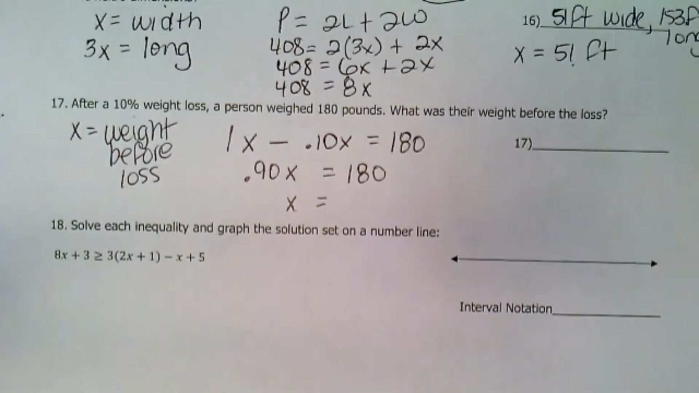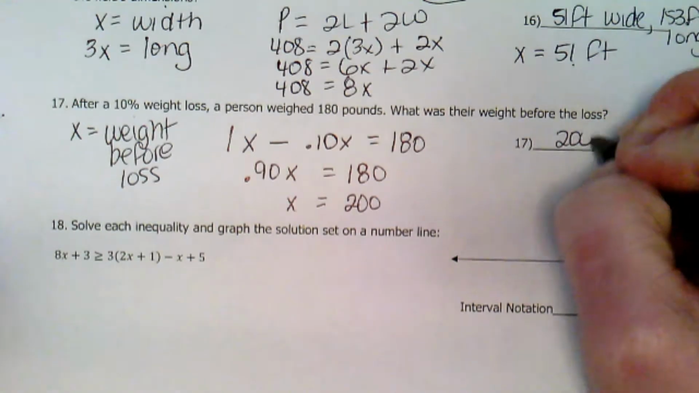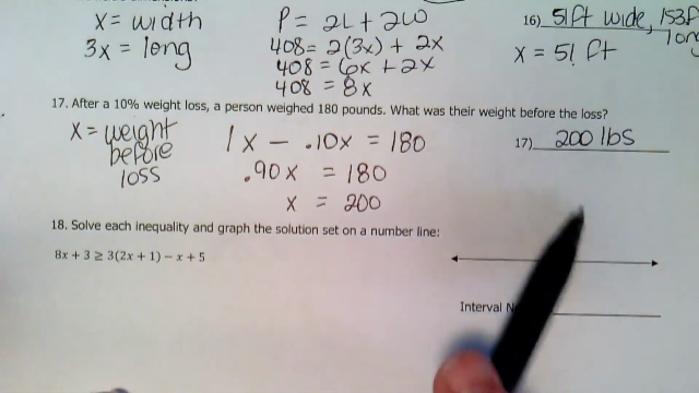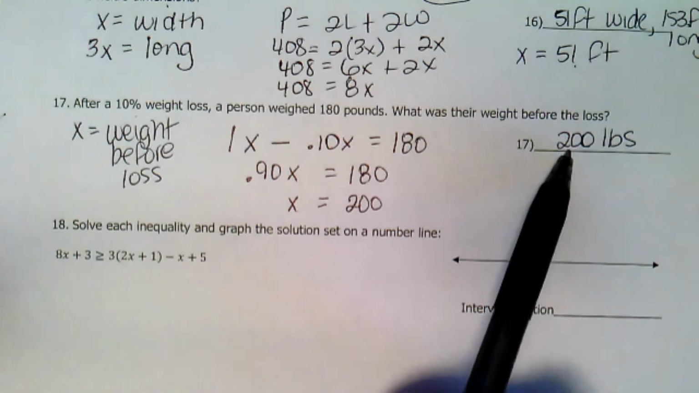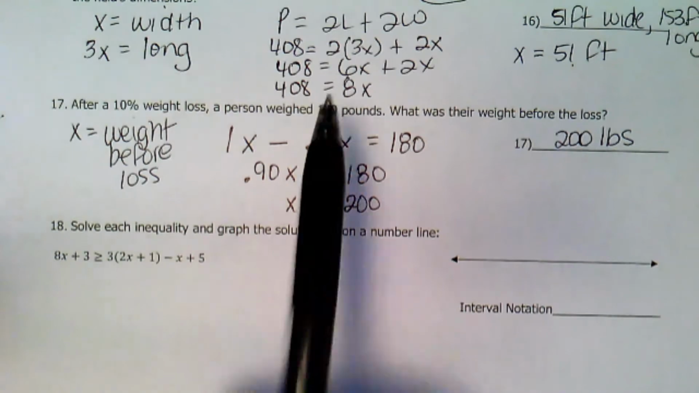Divide both by 0.90, and we get 200. So he was 200 pounds before. And again, you can check yourself, and it should work. 10% of 200 is 20. 200 take away 20 is 180.